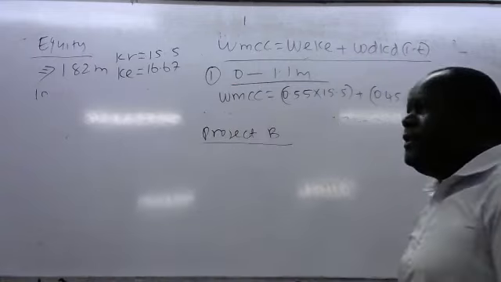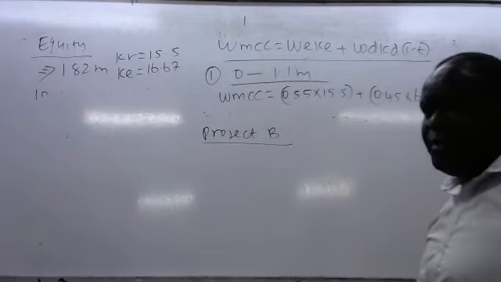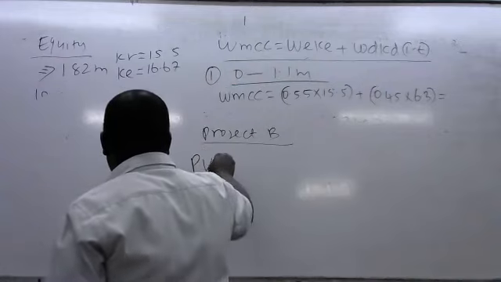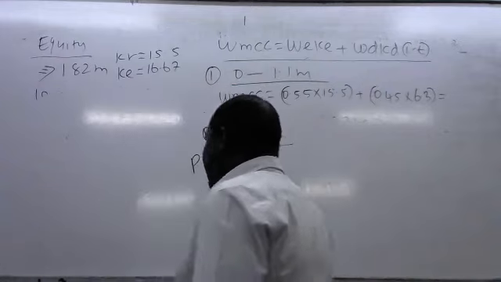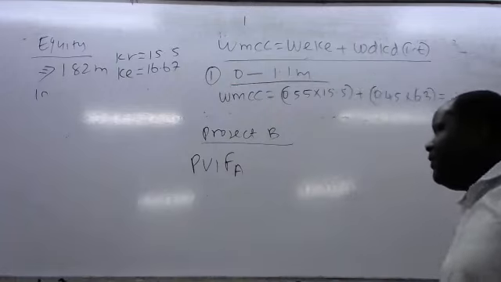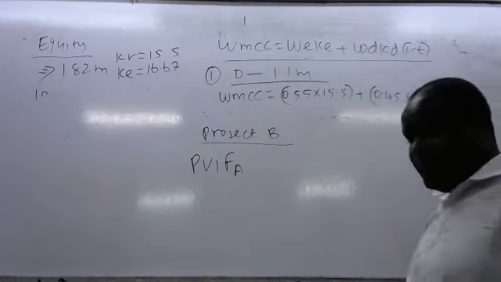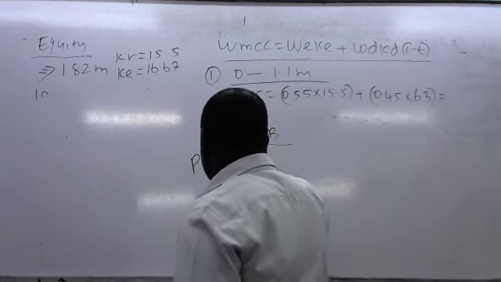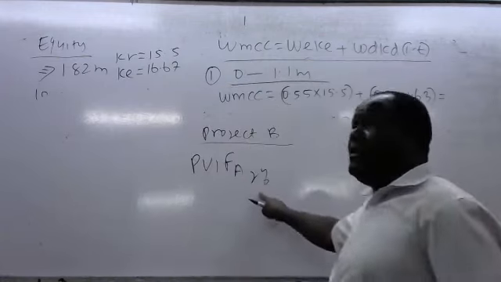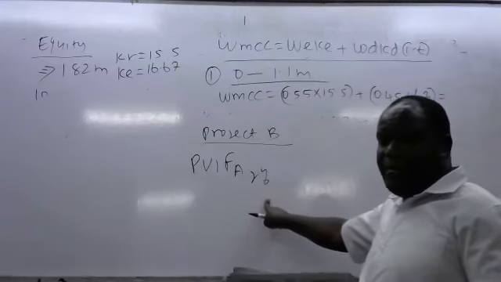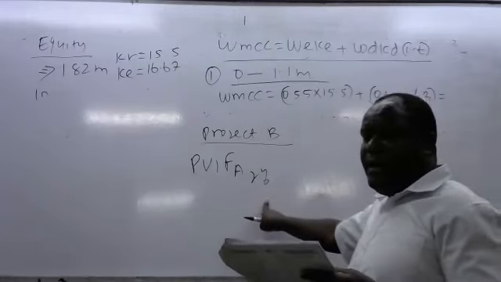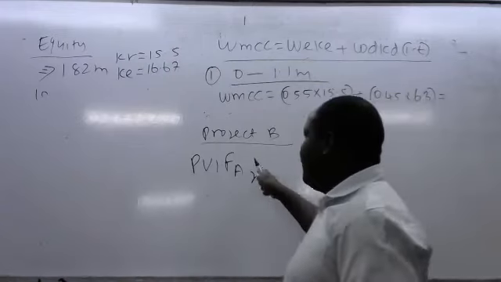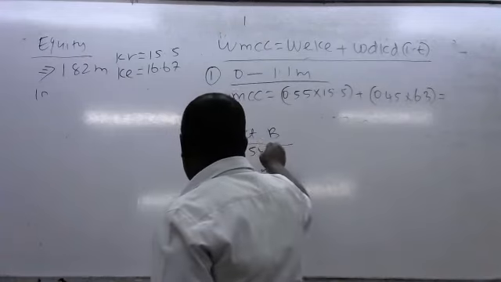We shall be using the second table, the annuity table. It is the present value interest factor for the annuity, R percent, which we are looking for. R is our IRR. But that particular project B had an economic life of how many years? It is 5 years.